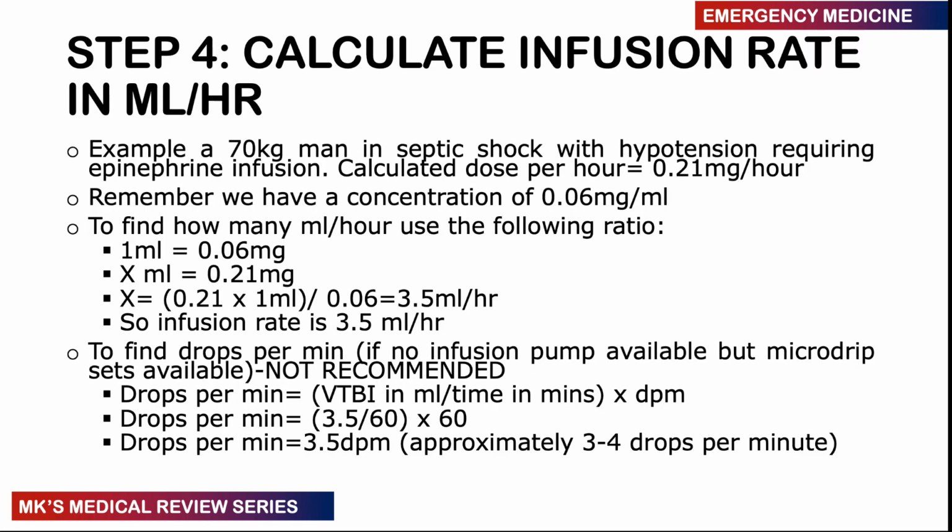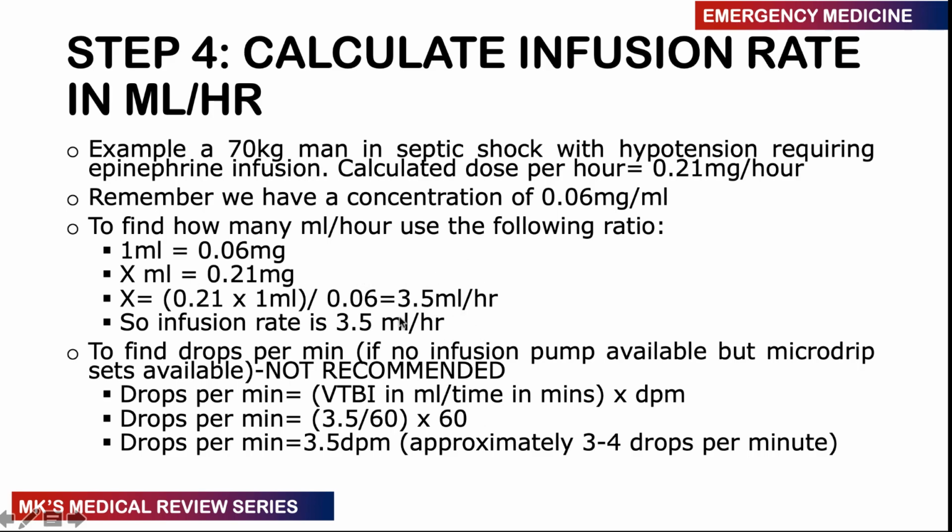So to calculate the infusion rate in mils per hour, remember our 70 kg man needs 0.21 milligrams per hour, and our concentration is 0.06 milligrams per mil. So 1 mil gives us 0.06, so X will give us 0.21. So X multiplied by 0.06 equals 0.21 multiplied by 1. Then when you do the math, it gives us 3.5 mils per hour.